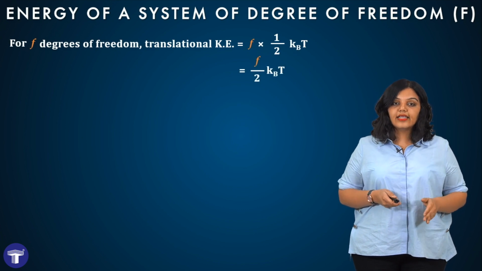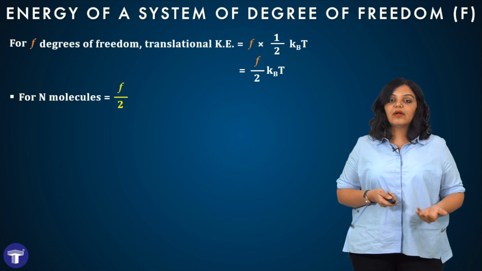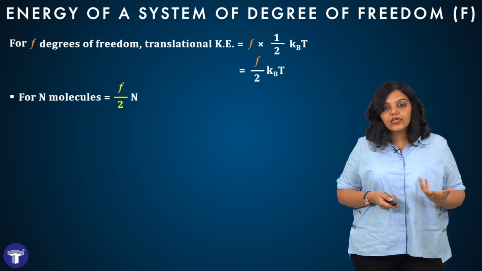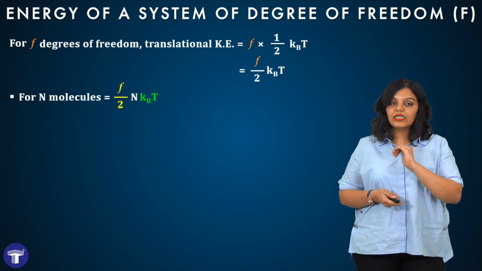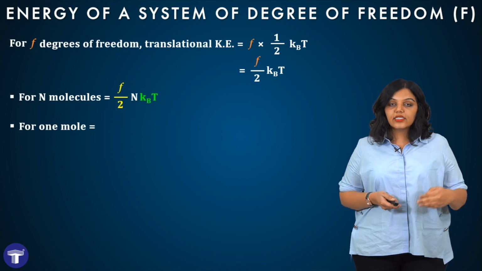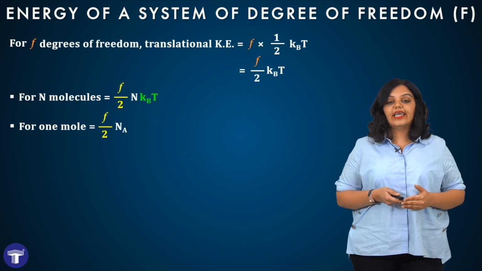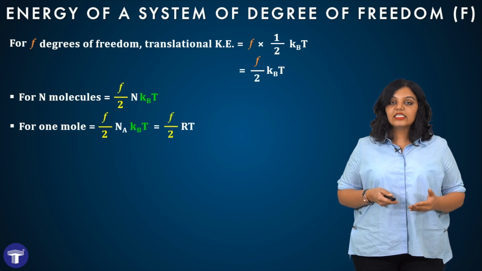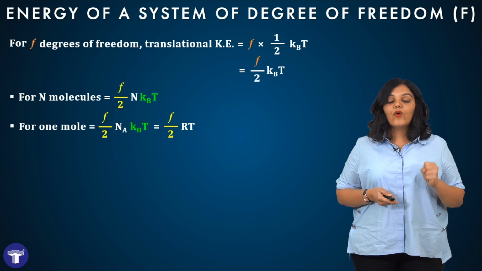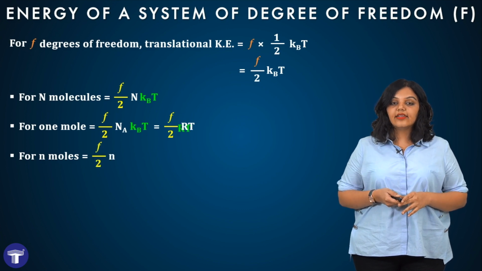From here now I can write down what is the kinetic energy for n molecules. For n molecules, I simply have to multiply this by n, because what I had found was for one molecule. So for n molecules, it will be f by 2 n kBT. And if I want to find out the kinetic energy for 1 mole, then instead of multiplying by n, I should have multiplied by the Avogadro number, and I'll get f by 2 Na kBT. And Na kBT is nothing but RT, because Na kB is nothing but R. And therefore I can also find the kinetic energy for n moles, that is f by 2 n RT.